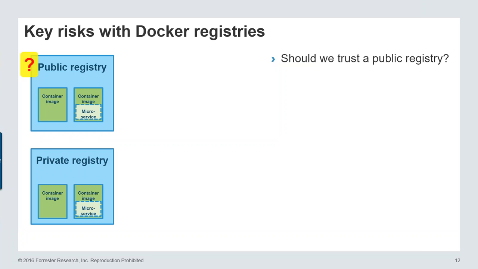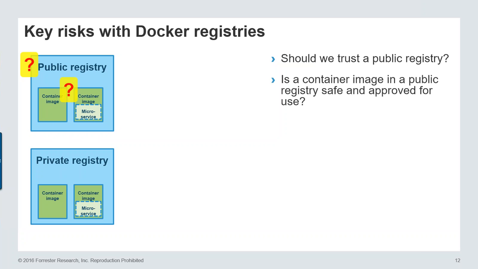And certainly Docker has their registry, and there could be others, but it's a public environment, public place. Understand whether you can trust it. But more to the point, is the container image that someone is pulling from a registry safe and approved for use? And does it continue to be safe and approved for use over time as it is versioned itself?